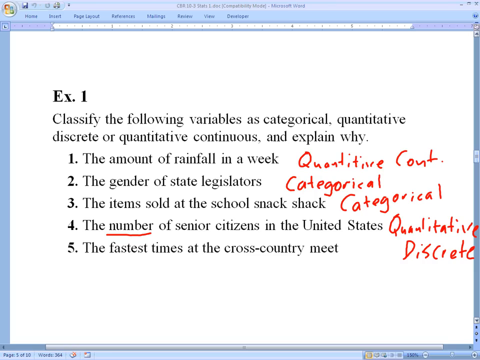And then finally, the fastest times at the cross-country meet. Well, time is a measurement. Time we use numbers, so it is quantitative continuous. All right.